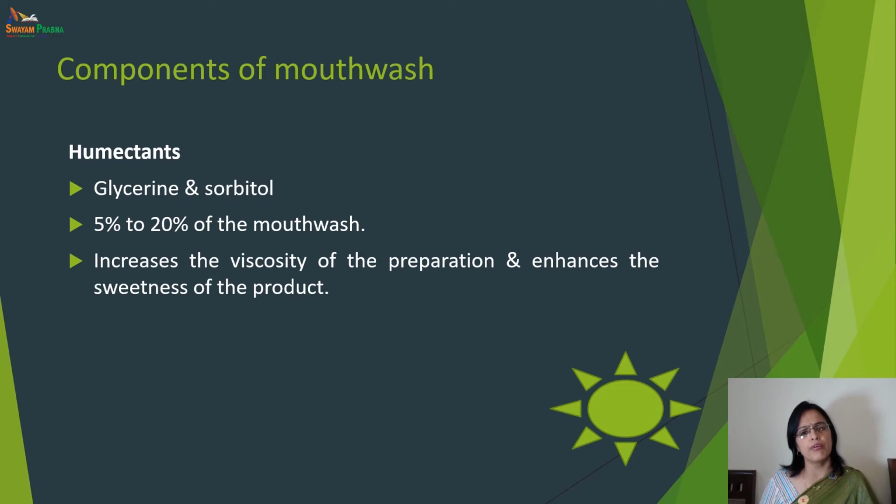The next important component of mouthwash is humectant: glycerin and sorbitol. Because whenever we talk about humectants, glycerin and sorbitol are the only two compounds which come immediately to our mind. Glycerin in 5 to 20% concentrations is added in the mouthwash, and this agent increases the viscosity of the preparation and enhances the sweetness of the product.